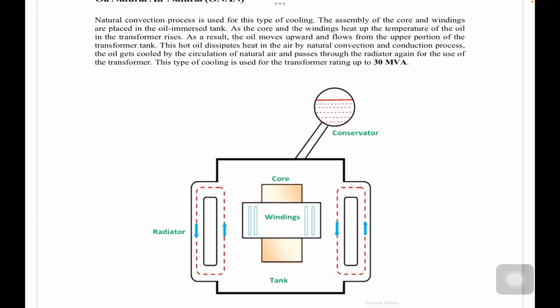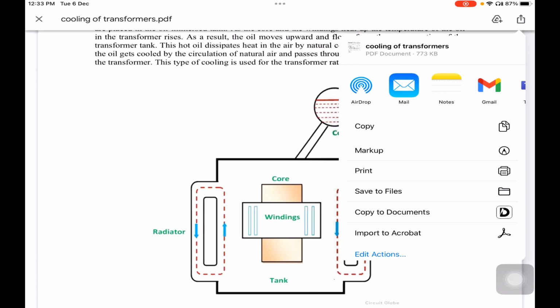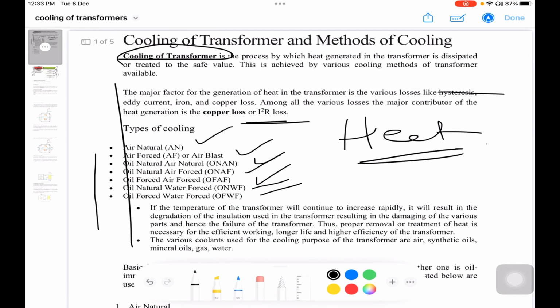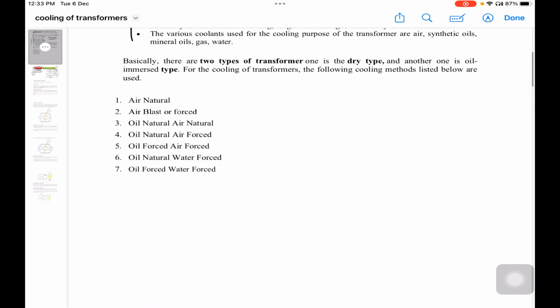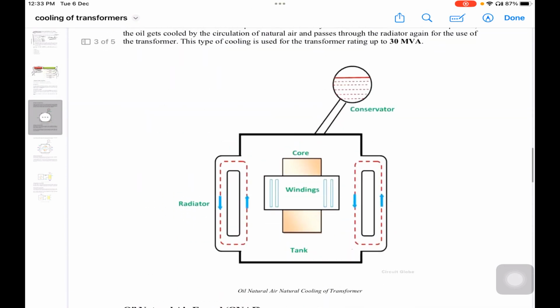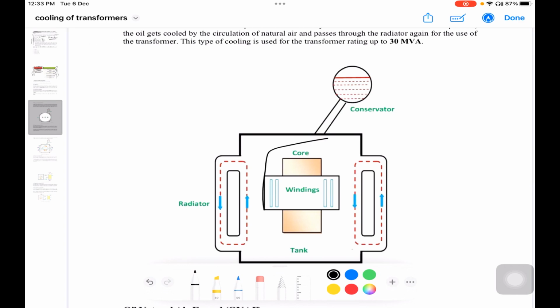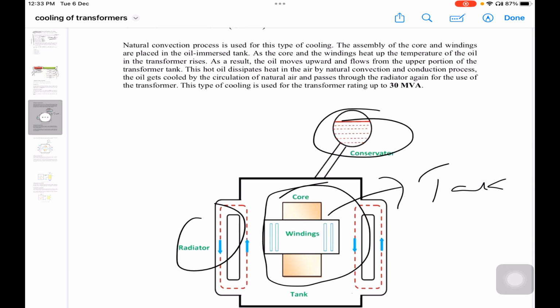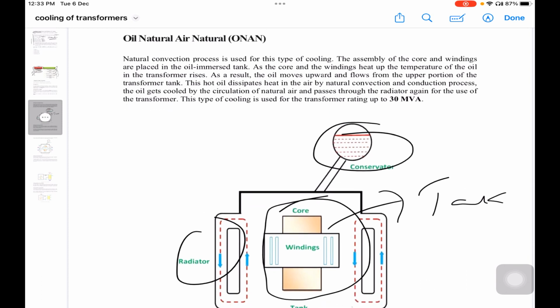Now, the assembly of core and windings, you can see here, this is your core and this is your windings. They are immersed in the tank, which has a conservator and a radiator. Now, in this process, the assembly of core and windings is immersed in oil.